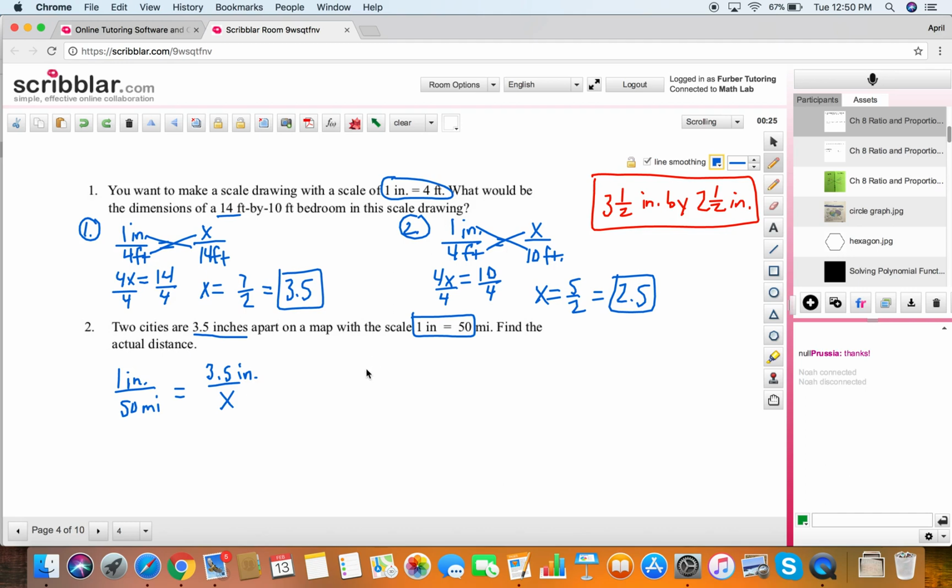And this one's actually very easy because the map scale involves a 1. When you do 1 times x, it's just x. So all I have to do is cross multiply this side, 50 times 3.5, and you're going to already have the answer. So the answer is 175 miles. So on a map scale in which 1 inch equals 50 miles, if there are two cities that are 3.5 inches apart, they are 175 miles apart in actuality.